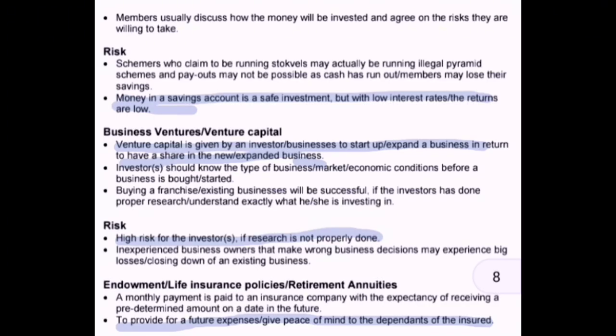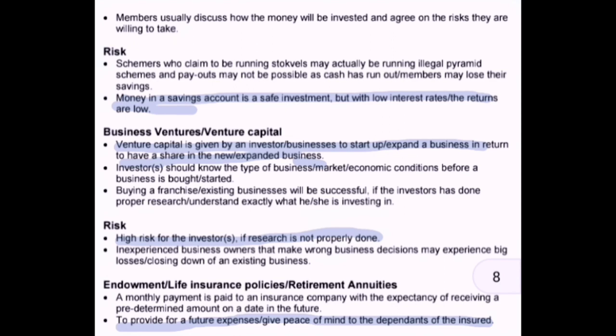Then we go to what? Business ventures or venture capital. Venture capital is given by an investor or business to start a business in return to have a share in the new business, which I can say gives you an opportunity to start a business. Then the risk: high risk for investors if research is not properly done, whereby the investors give you an opportunity to start a business, but they are at high risk if they did not do the research properly about you.